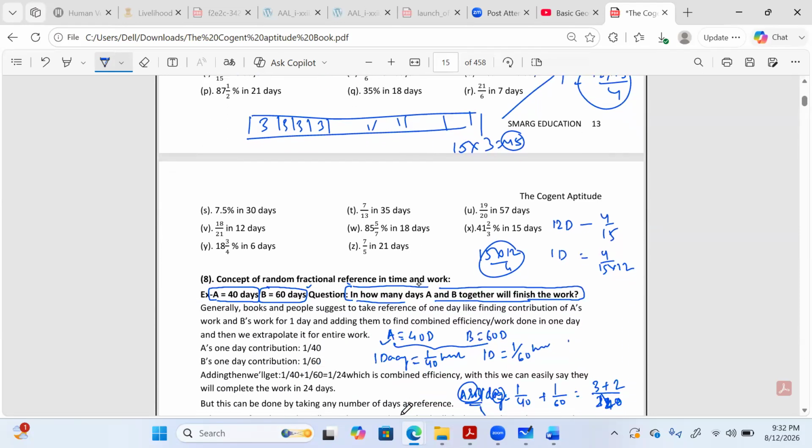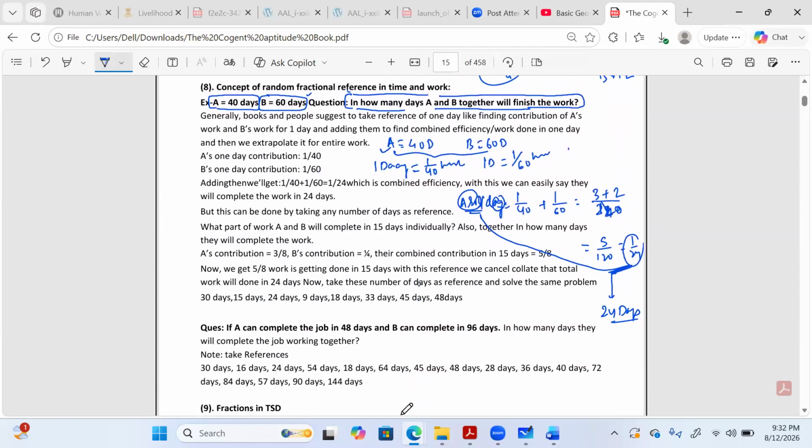So we wanted you to solve the same question by taking a different number of days rather than taking 1 day, because here we took the reference of 1 day, and found the efficiency of A and B together, and it was 1 by 24, and finally they finished the job in 24 days. So rather than taking the efficiency, let's take any number of days and let them work together. The one example I have taken here is for 15 days.